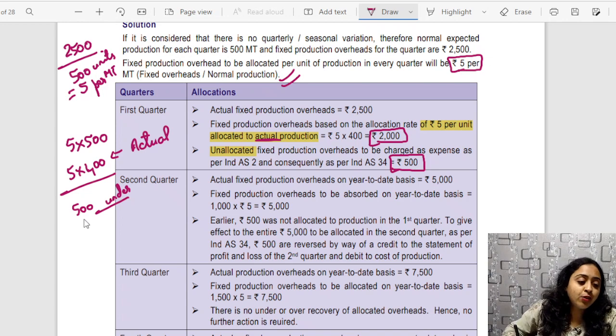This should be taken to P&L. Now if we talk about second quarter, the second quarter actual sales is 600, but as per the amount that was expected, it is 500.